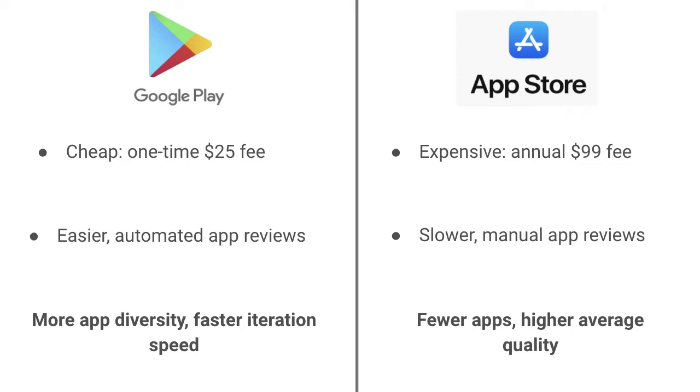And the other impact of the automated review system of Google is that the iteration speed is a lot faster. So with Apple, you might have to wait more than a week in order to get a review and get your update published. But with Google, as you make improvements, those updates will go out faster to the end user.